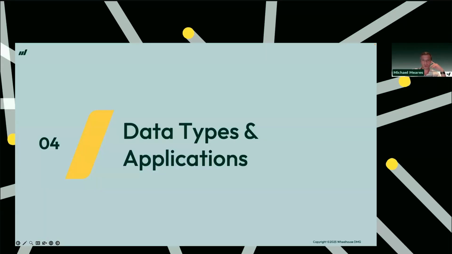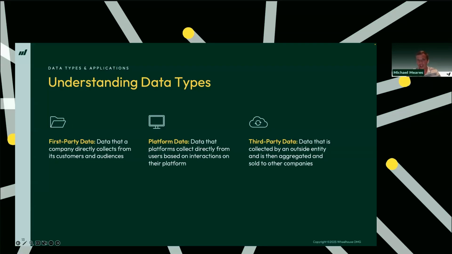So before we get into the solutions and strategies to get through these challenges, let's talk about what's in our toolbox. Most importantly, let's define what data types we are working with. Three main types of data here: first party, platform, and third party data.